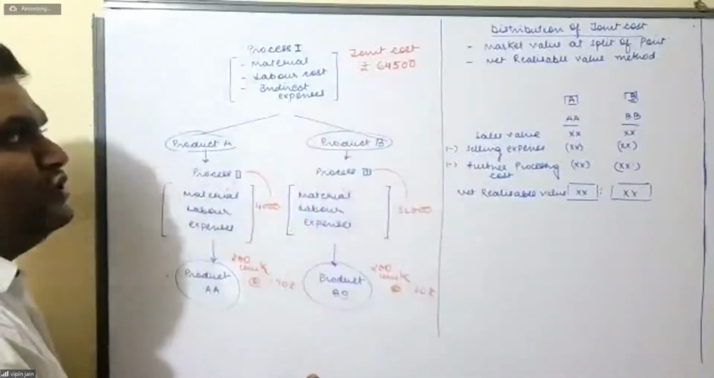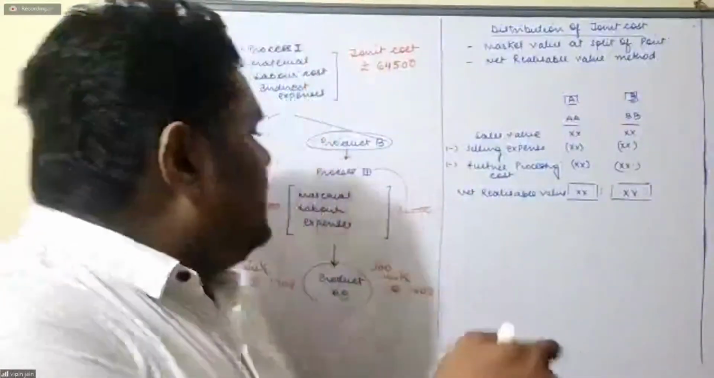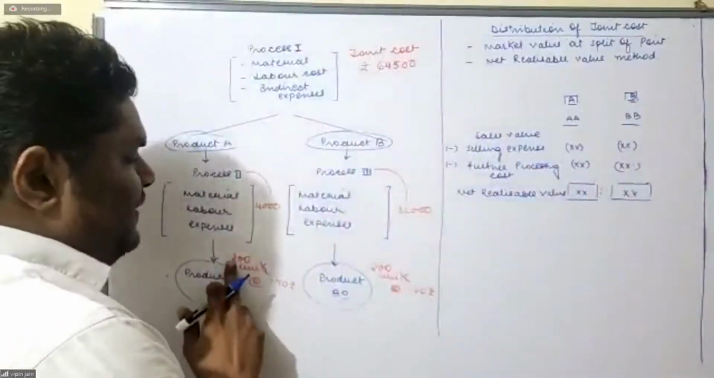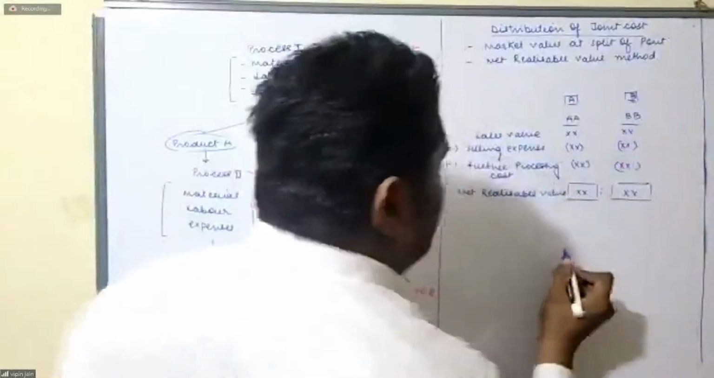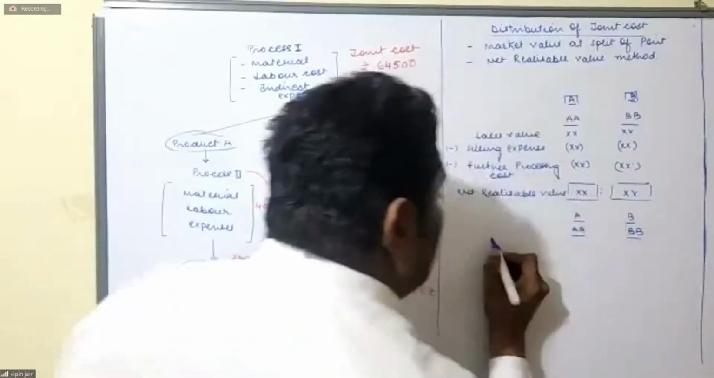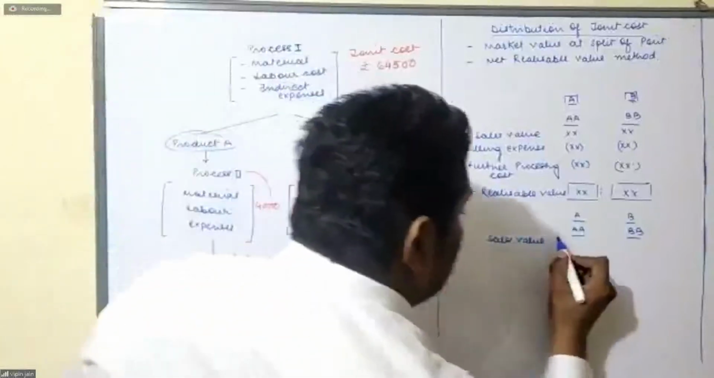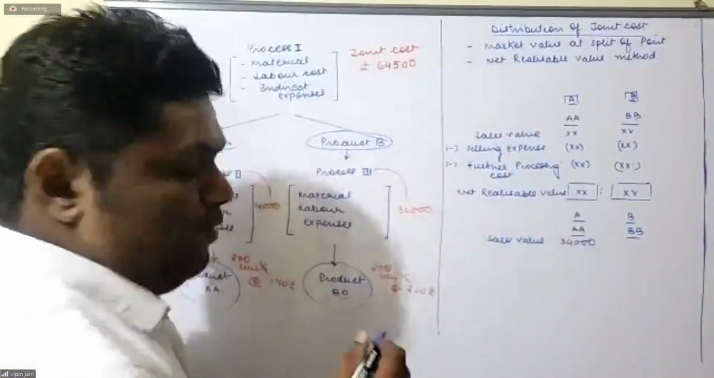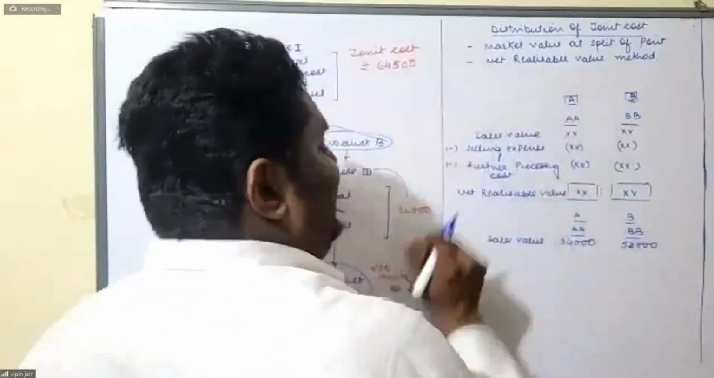Now the question is how to distribute the joint cost. So again, we can simply distribute the joint cost in the ratio of net realizable value. When talking about the net realizable value, what we will do is the sales value of AA and BB, that is 200. Let's keep it like that only. So sales value of AA will be how much? 34,000. This will be how much? 52,000. The selling expenses are not given.